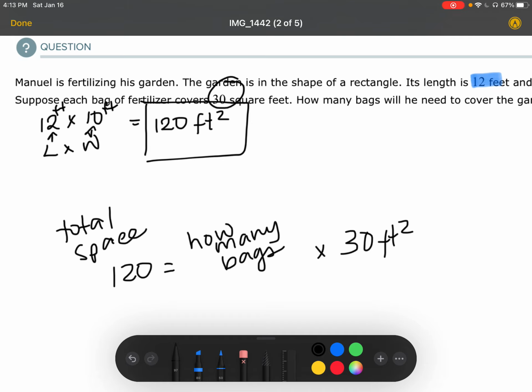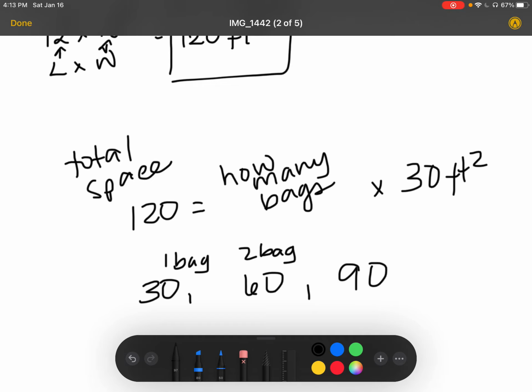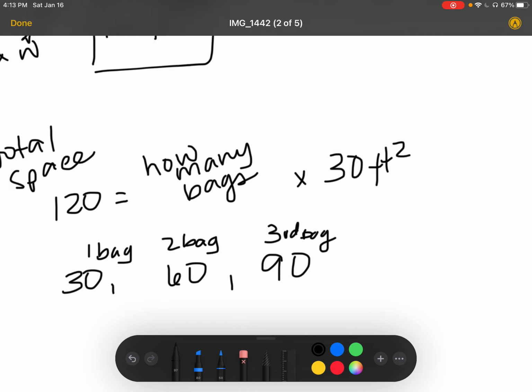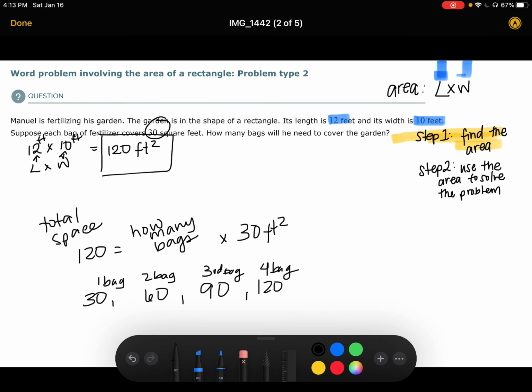square feet. So if each bag is 30 square feet, I can say, okay, well, 30 is one bag. Okay, the second bag is 60, my second bag. The next bag would be 90 square feet. That's my third bag. And my next bag would be 120. So that's my fourth bag. So I can just count it out, right?